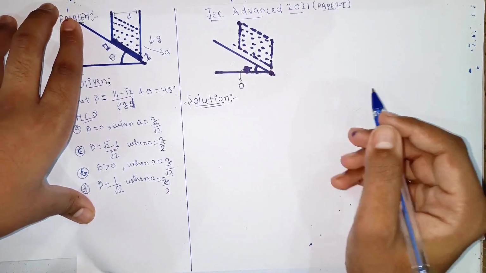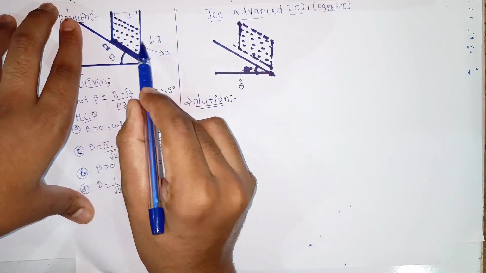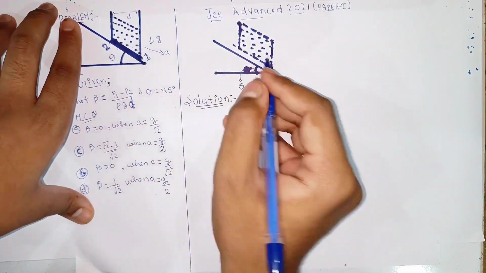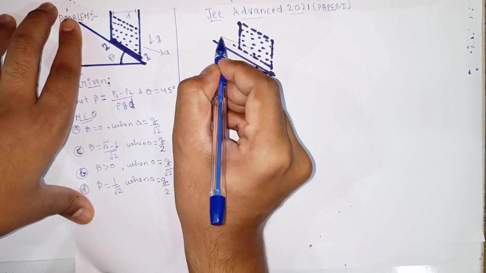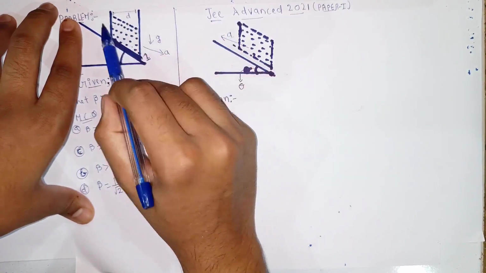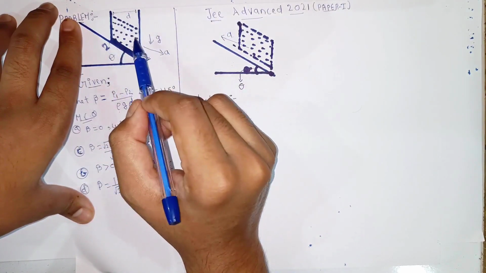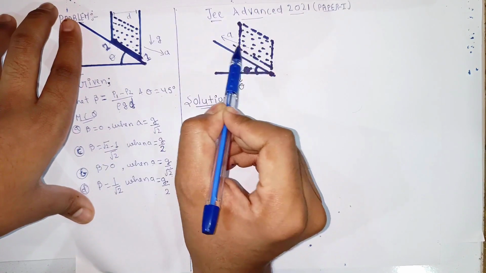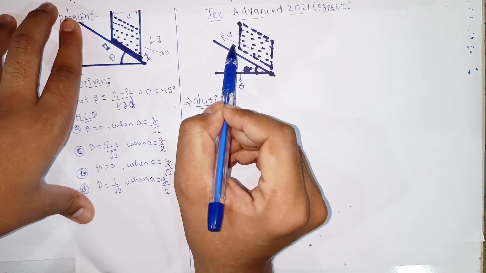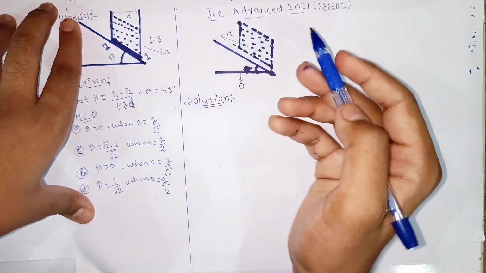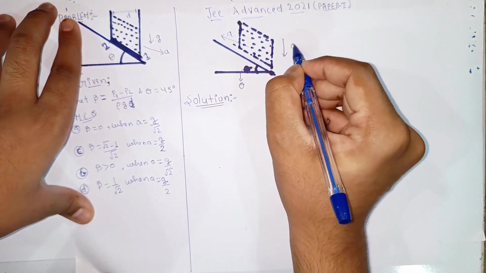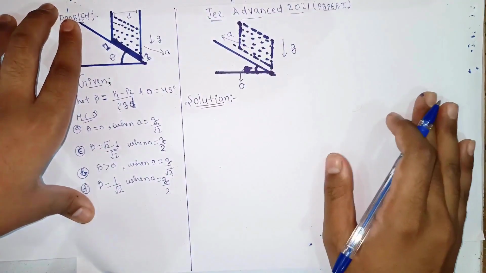What we will be doing as usual, we will just reverse the direction of acceleration. So we will be reversing the direction of acceleration here, meaning when this vessel is at rest, the water column will have the tendency to move in the opposite direction with acceleration A. Also g is acting as usual.